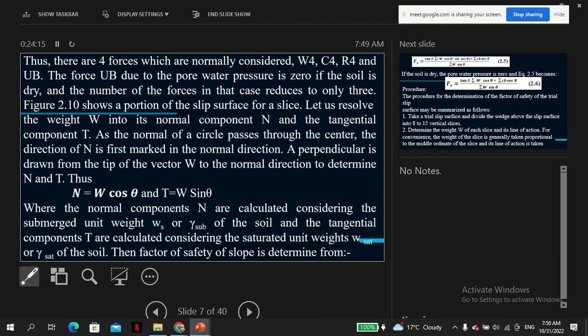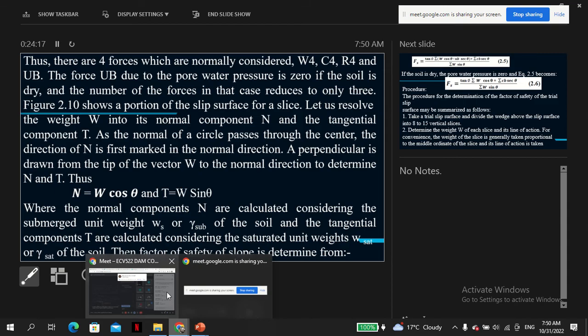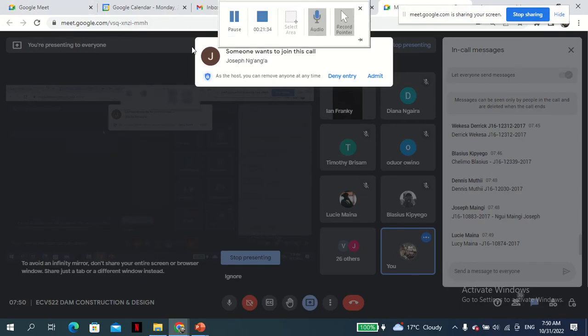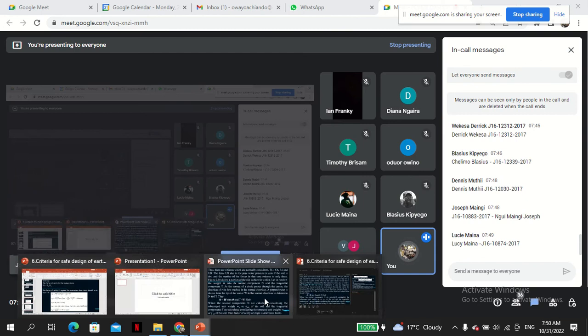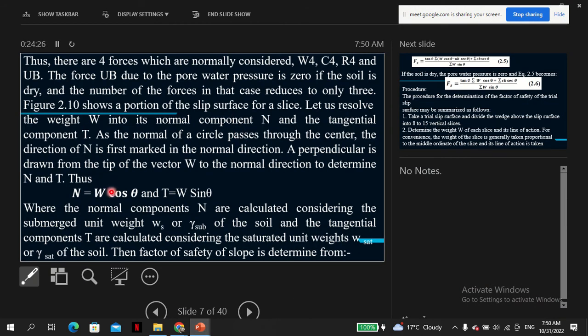But these days, we use a lot of computers to solve most of these problems. So you don't need to worry so much with the manual. Of course, as an engineer, you need to know the basis upon which these software solve these issues.